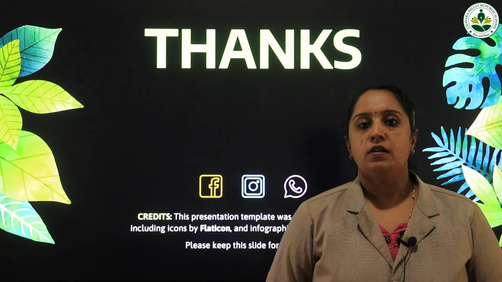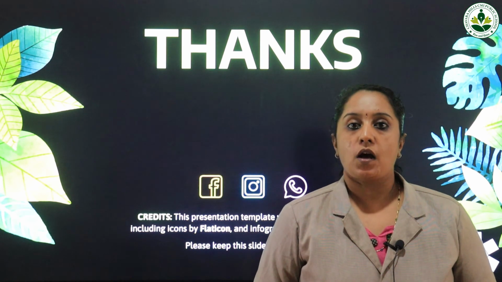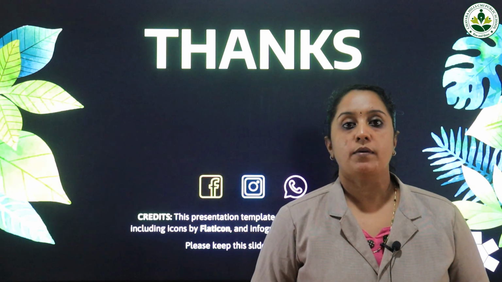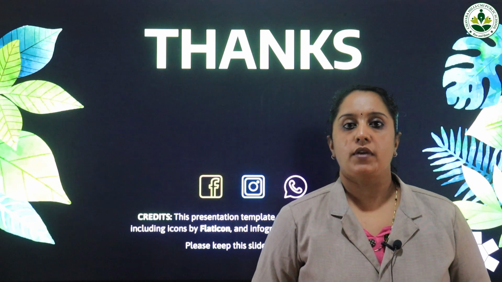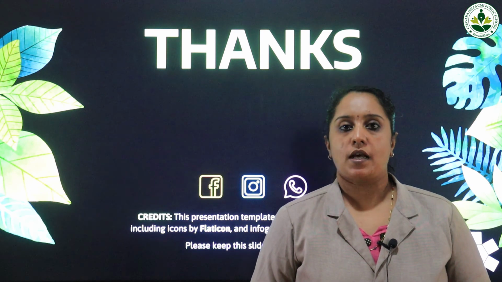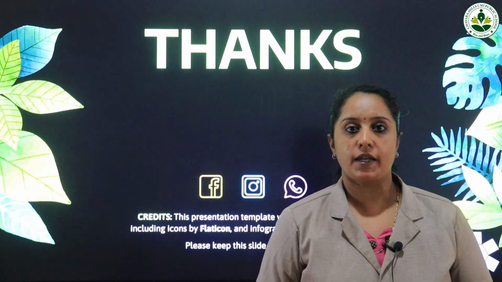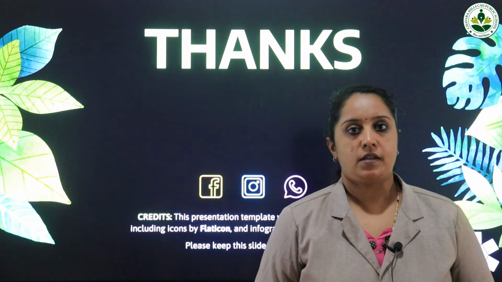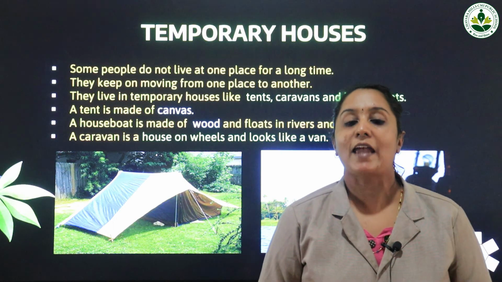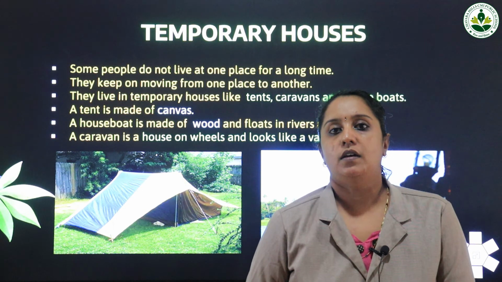So, children, in today's class, we learned about different types of houses. Just recall which are the different types of houses. Pakka house and Kacha house. Now, Pakka house and Kacha house come under the category of permanent houses, and we have a separate type of houses, that is temporary houses. For permanent houses, examples are all types of kacha houses and pakka houses. So just recall the examples. Which are they? They are bungalows, apartments and huts. Now what about temporary houses? We have caravans, tent and houseboat. So these are the examples for temporary houses.